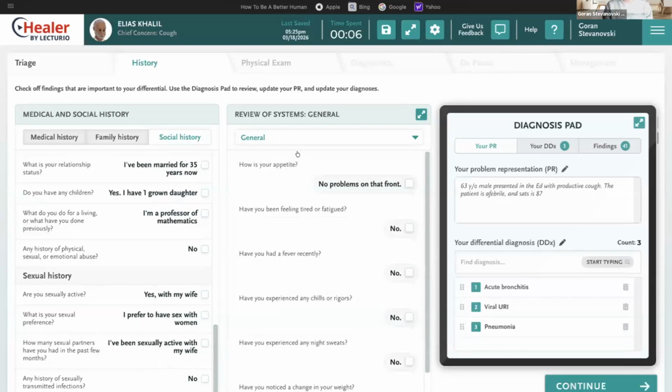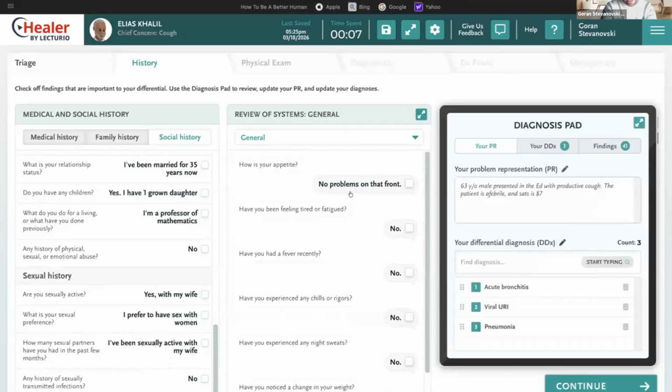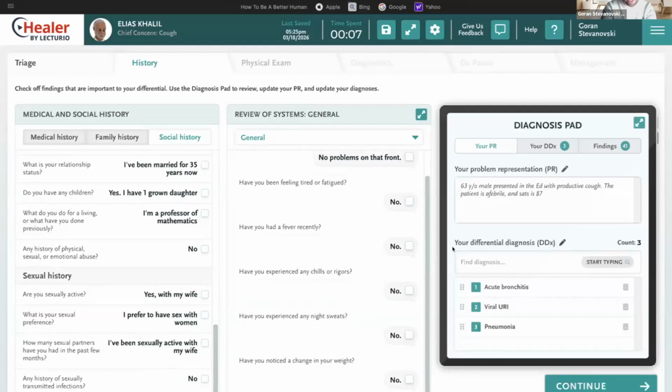We could do any system we want. And if you have a more novice learner, you tend to click through all the systems. But given this is the ED, we're only going to go through the systems that we consider important at the moment. So within the general system, it seems like his appetite is fine, no fatigue, which might be important, no fever recently. So he was afebrile now, but he had no fever recently. No chills or rigors, no night sweats, no change in his weight.